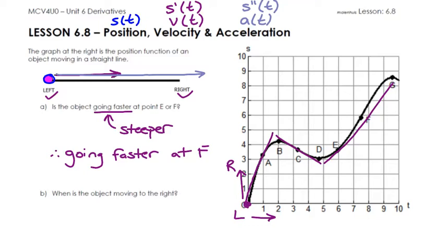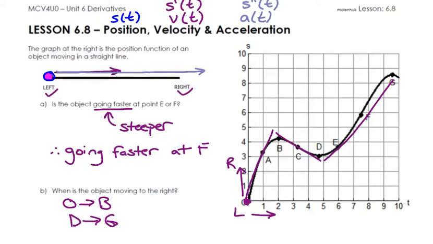That means that when is the object moving to the right? It's actually moving to the right whenever we have an increase, like our positive slope. So that would be from O all the way to B, and from D all the way to G.